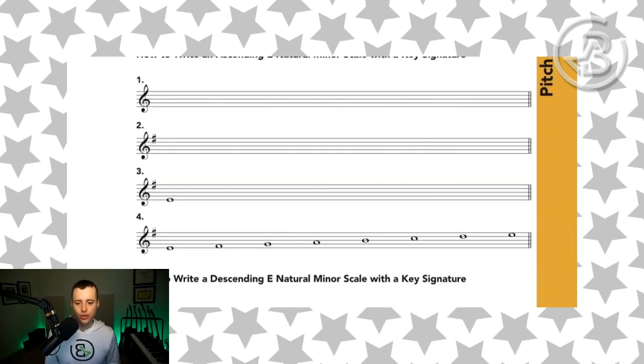So to write a natural minor scale with a key signature, first you'll write your treble clef, your double bar line. You'll add in your key signature if applicable. Remember, for C major and A minor, all you've got to do is nothing because there are no sharps or flats in those notes, so the key signature doesn't need any accidentals in it. So you write the key signature, then you write your starting note, and then you write one note on every line or space of the staff until you get to the note one octave higher for ascending or one octave lower for descending. And because you've put in your key signature, no further action is needed.